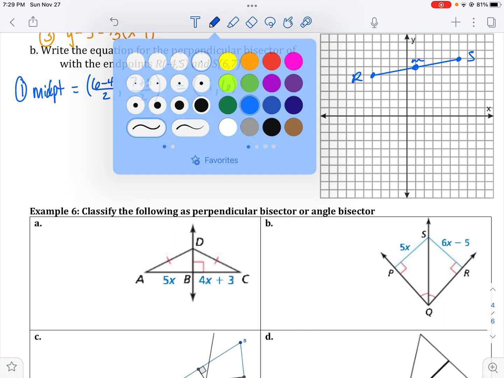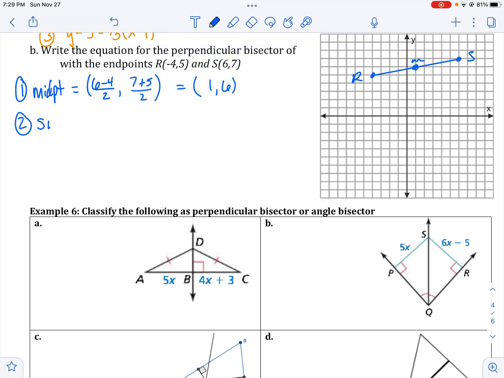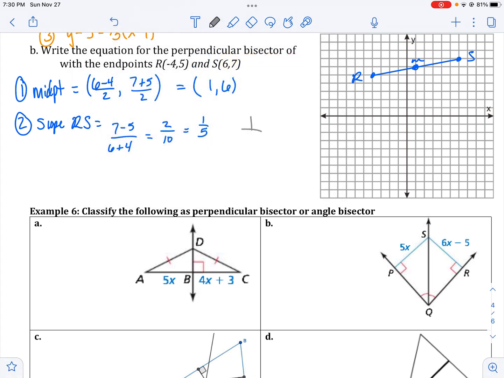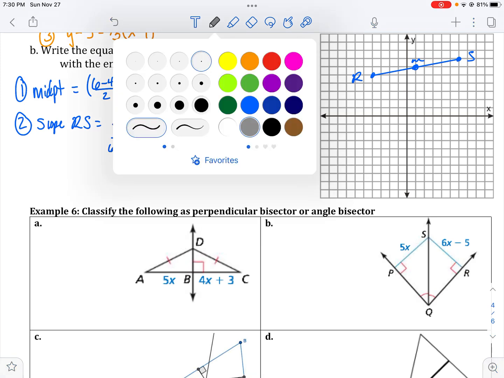My slope, maybe I should do the same color, slope of RS is y2 minus y1 over x2 minus x1. So if I want a perpendicular slope, it would have to be negative 5 over 1 would be the perpendicular slope.